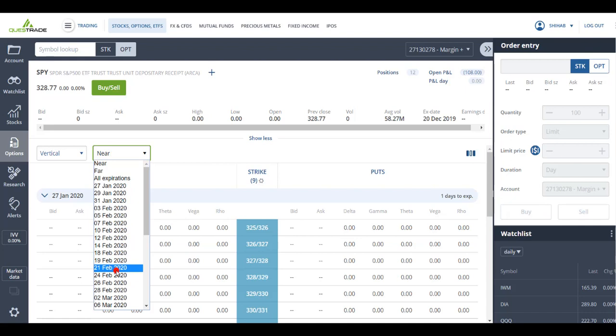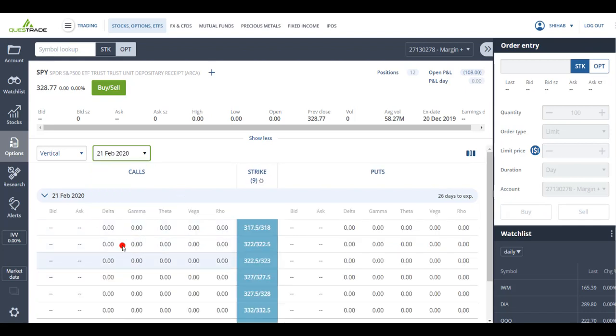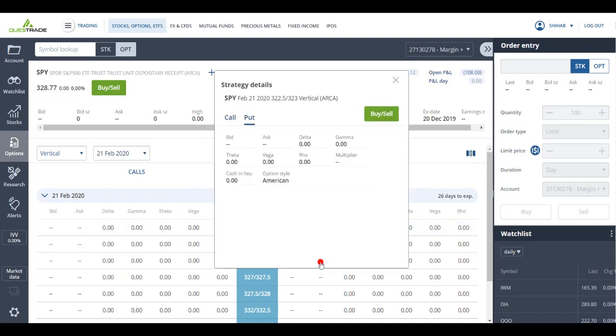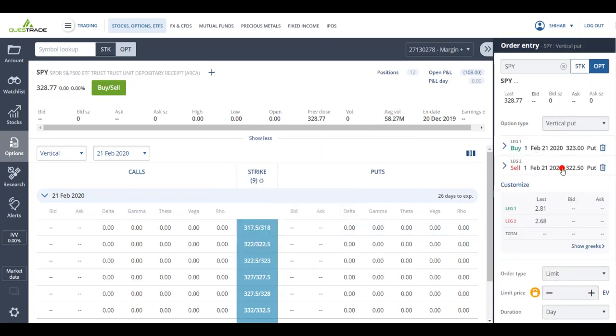So let's say we want the February 21st expiration. And then on this side, it's a call credit spread. On this side, it's a put credit spread. Simply click anywhere, it doesn't matter. Make sure you're on the put, click buy, sell. And then over here is where you choose everything. So this is the order entry window.